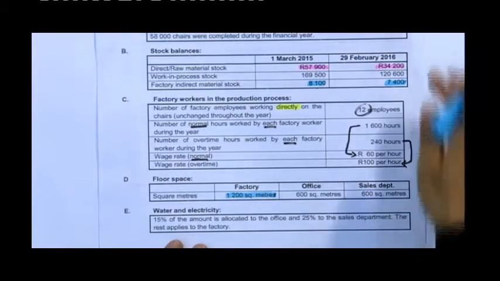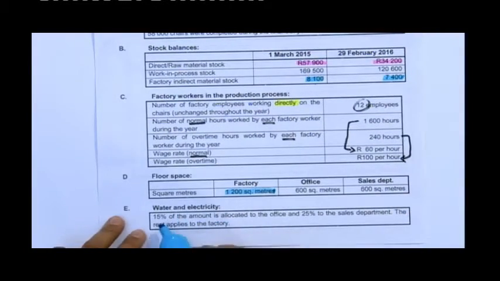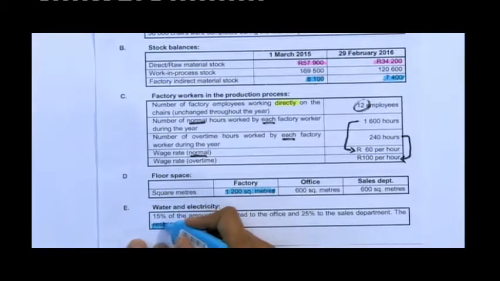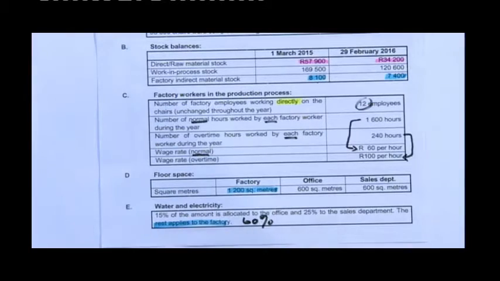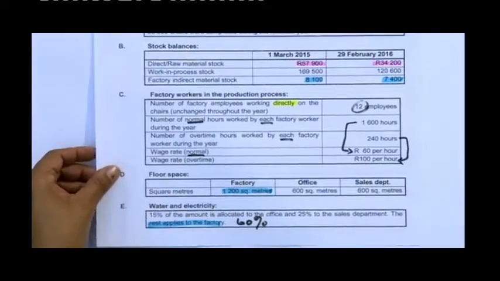Now, on the activity, it's going to tell you what the square meterage is. Then water and electricity, it says E. We're going to consider this now. That's why I'm showing this to you. 15% of the amount is allocated to the office. Ignore that. 25% to the sales department. So, if I take 100% minus 15 minus 25, then I'll know that 60% applies to the factory, because the rest applies to the factory, and that would be 60%. So, I'm going to calculate 60% of my water and electricity cost. That I'm going to consider when I do my calculation. Okay.